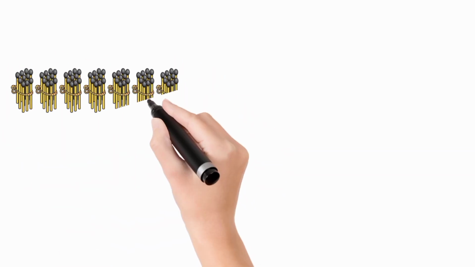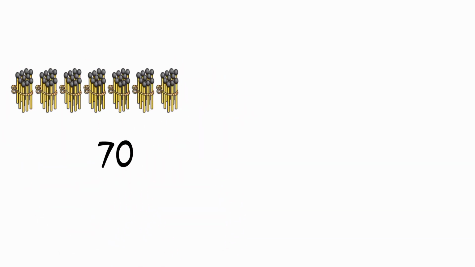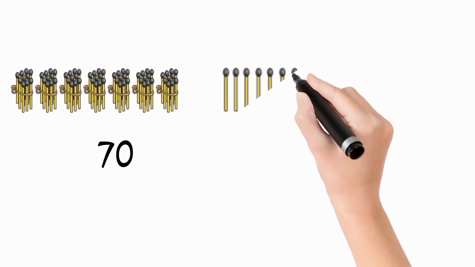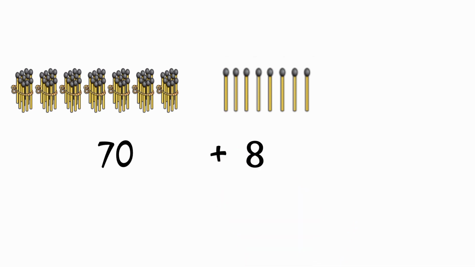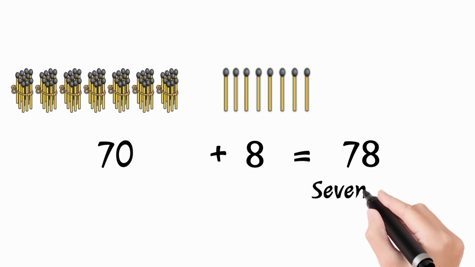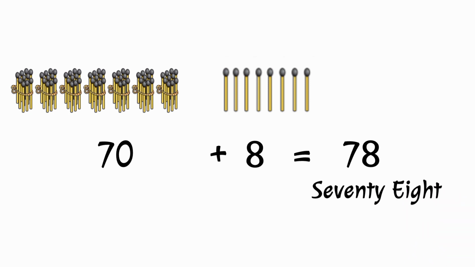Here we have 7 bundles, which means 70 and 8 loose matchsticks. So 70 plus 8 is equal to 78. 7 tens and 8 ones. 78. इसे हम 78 कहते हैं.